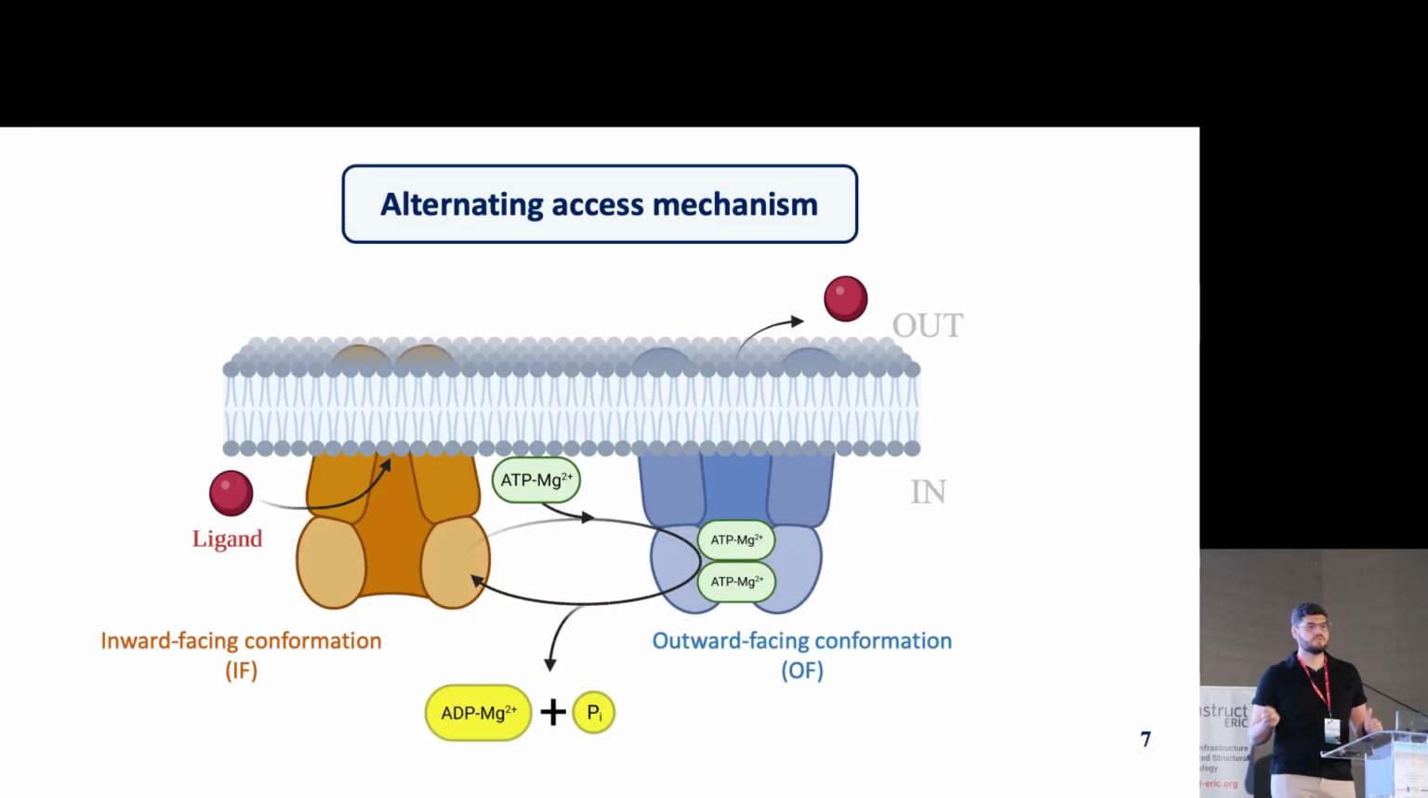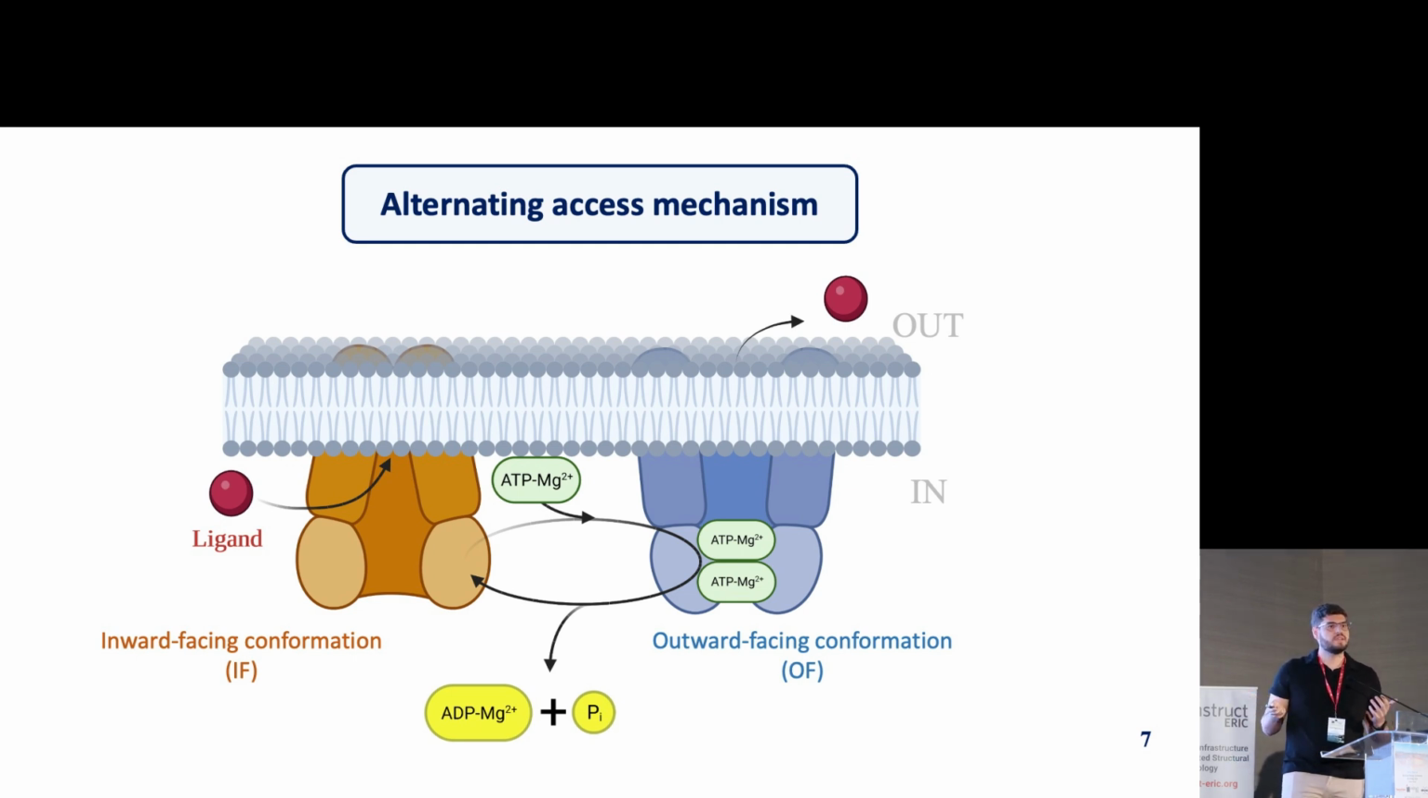BmrA is able to transport various and specific ligands using an alternating access mechanism. Let me explain this mechanism. We begin with the inward-facing conformation, where the drug can bind inside the transmembrane domain, and ATP can bind to the nucleotide domains to dimerize them. That triggers conformational changes within BmrA, which adopts the outward-facing conformation, and then the ligand can be released outside of the cell. The next step is the hydrolysis of ATP to reset the transporter for a new cycle.